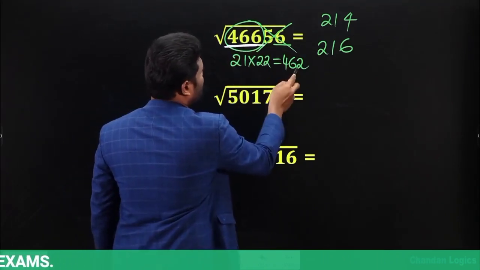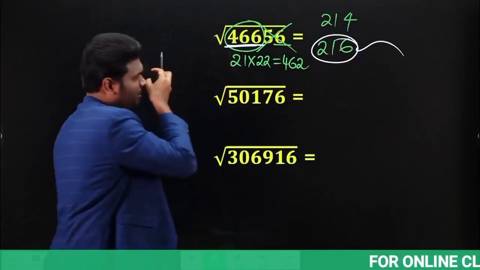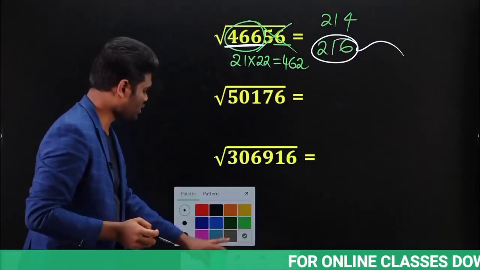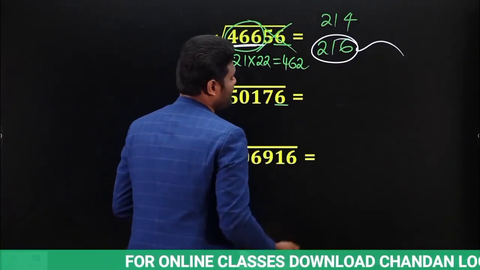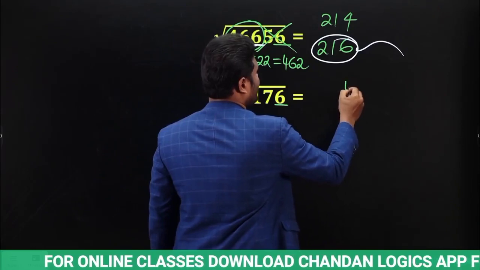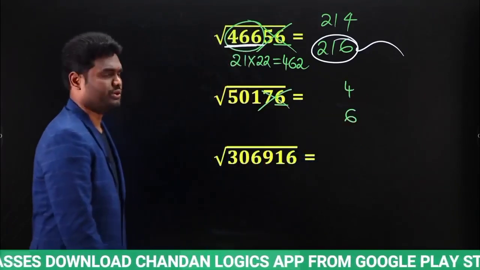466 is bigger than 462, which means our value should be a bigger value. Bigger value means it is going to be 216. Very simple. Yes or no? Now look here. In this you have last digit 6. When do we get last digit 6? We get last digit 6 at 4 or 6. Strike the last 2 digits.